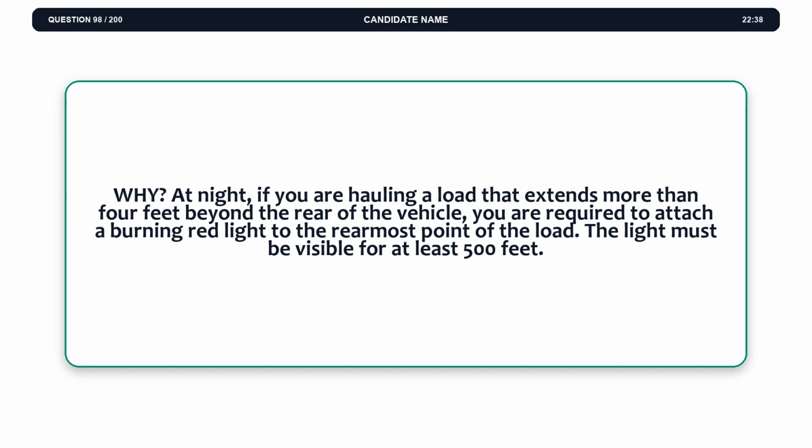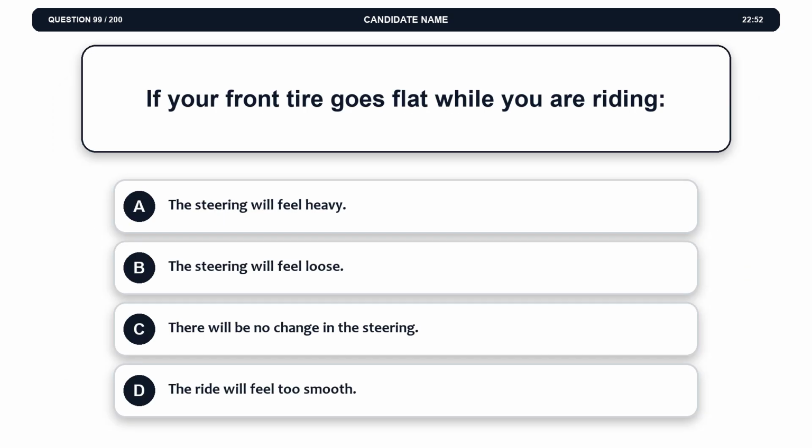Explanation. At night, if you are hauling a load that extends more than 4 feet beyond the rear of the vehicle, you are required to attach a burning red light to the rearmost point of the load. The light must be visible for at least 500 feet. Question 99. If your front tire goes flat while you are riding, option A, the steering will feel heavy. Option B, the steering will feel loose. Option C, there will be no change in the steering. Option D, the ride will feel too smooth.